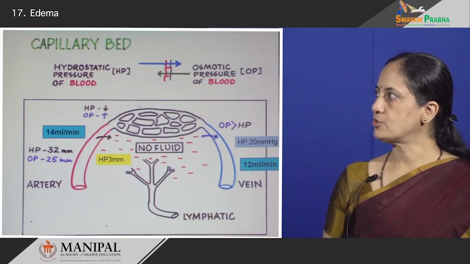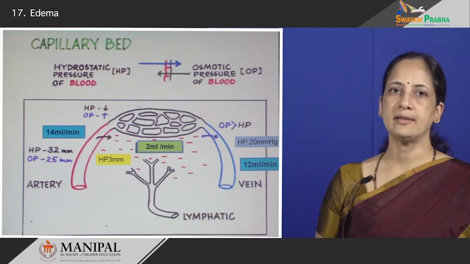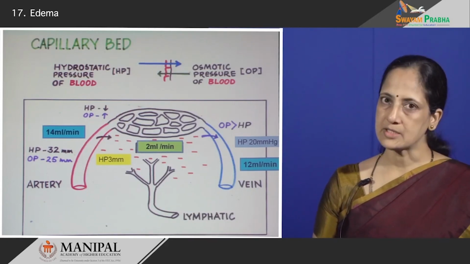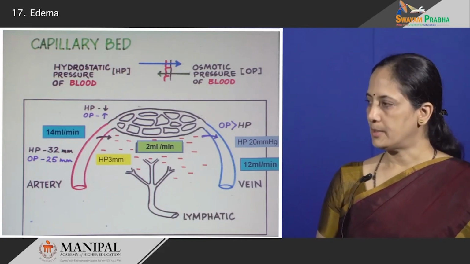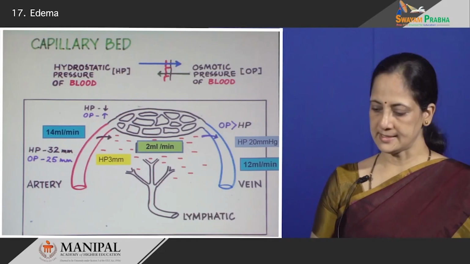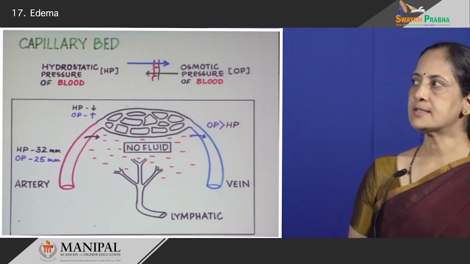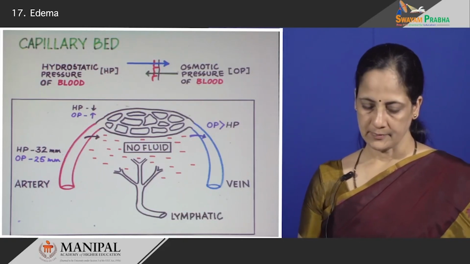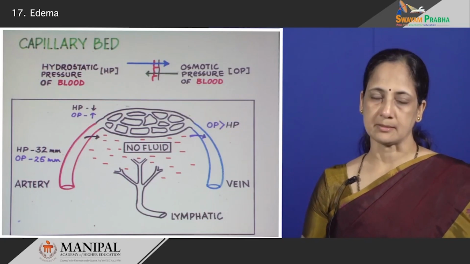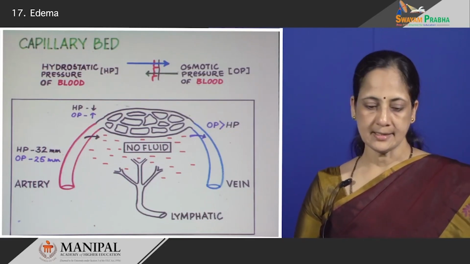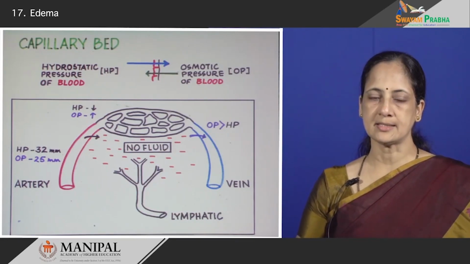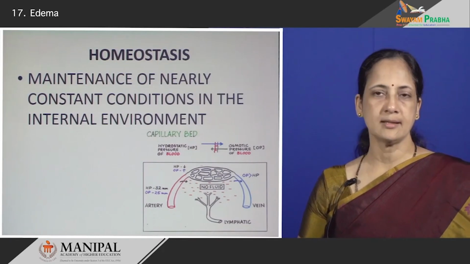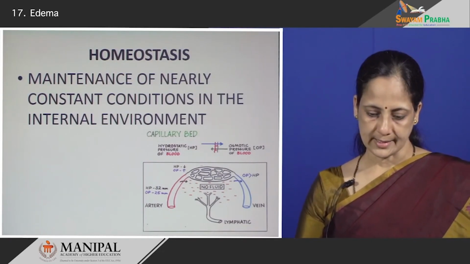Now, you will see that there is a net 2 ml of fluid that is left in the interstitial compartment. If this increased fluid is allowed to accumulate, this compartment will have an excess of fluid. But that does not happen normally because this excess fluid is drained off by the lymphatics present in the microcirculation. Hence, no net gain of fluid is seen in the interstitial compartment in normal individuals. So, in spite of fluid constantly moving between the compartments, an equilibrium is maintained between these three compartments, the intravascular, the interstitial, and the intracellular compartment. This maintenance of equilibrium in the internal environment is what you learnt is homeostasis.